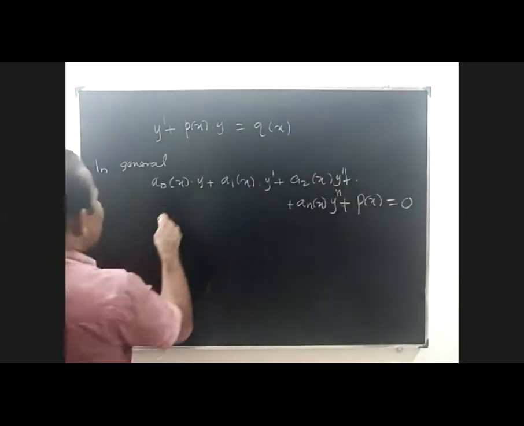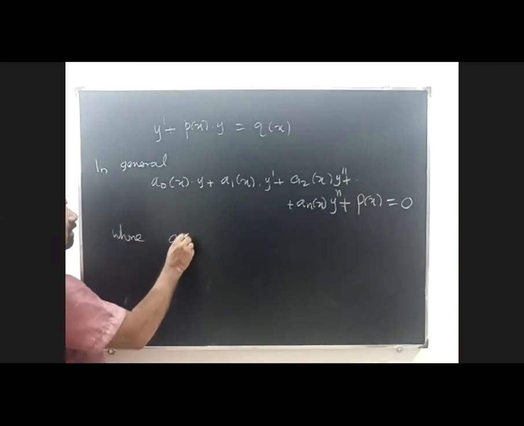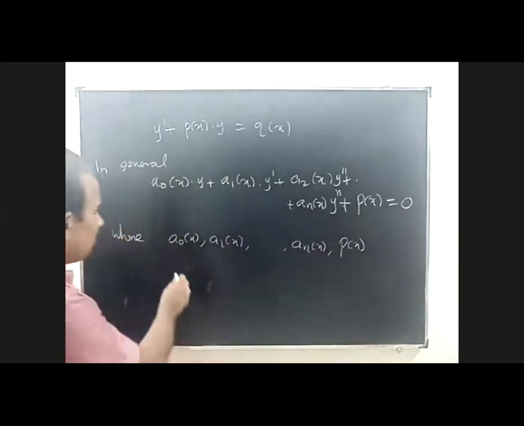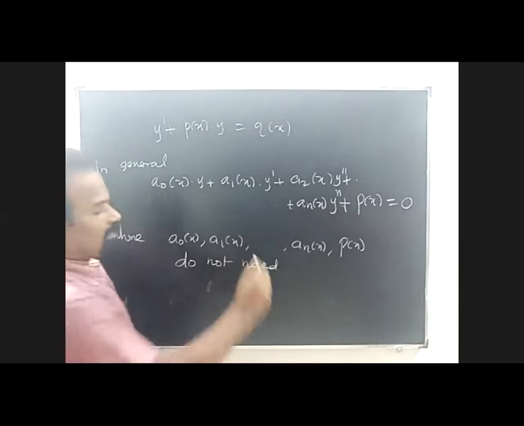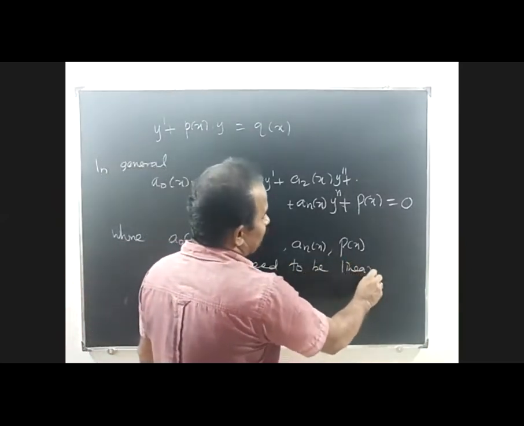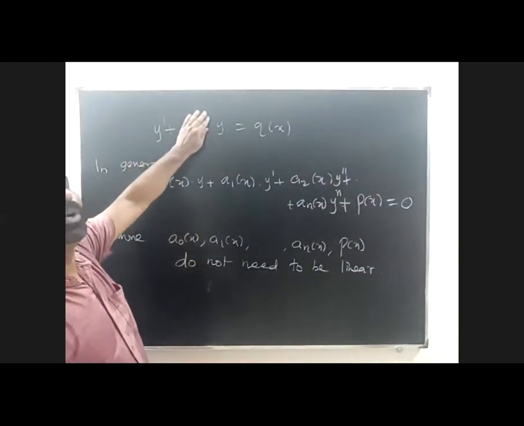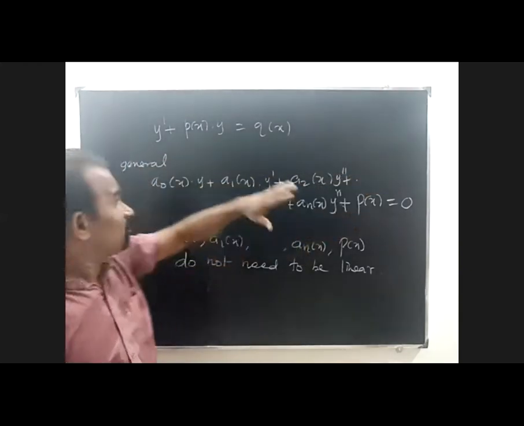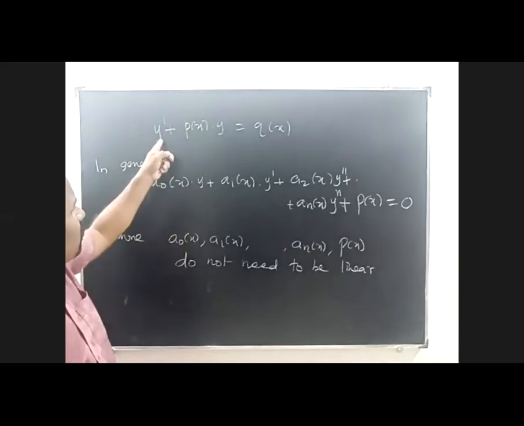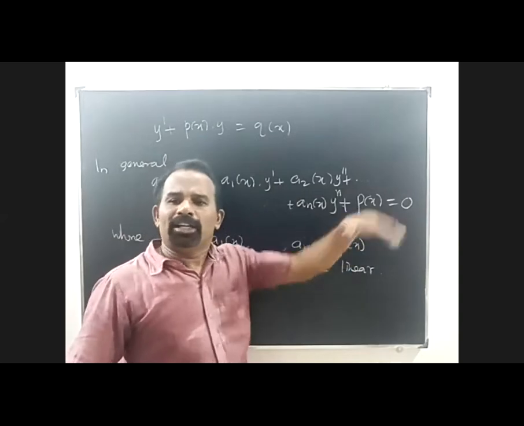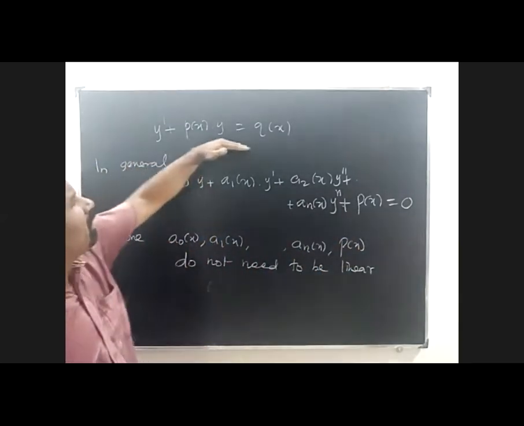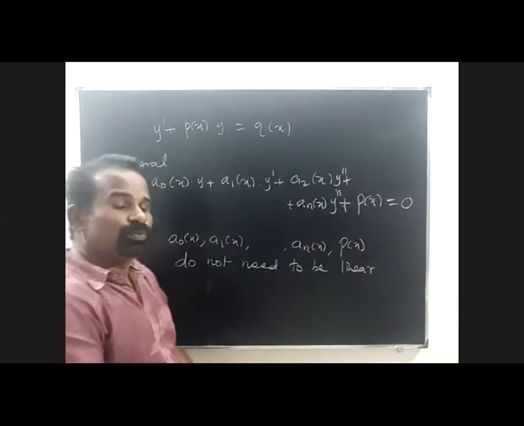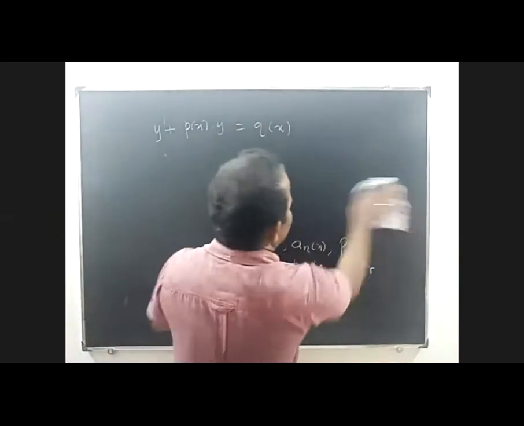Here, this a naught of x, a1 of x, etcetera, an of x, comma p of x, do not need to be linear. That is most important. Here, maybe x square or x square plus 1, or x power 4 plus x power 5 or something like that. But again, we can say that this is linear equation. So the y dash can involve y dash, y double dash, y triple dash, all the derivatives can be involved. But these a naught of x, a1 of x do not need to be linear. That is most important. This is called linear equations.